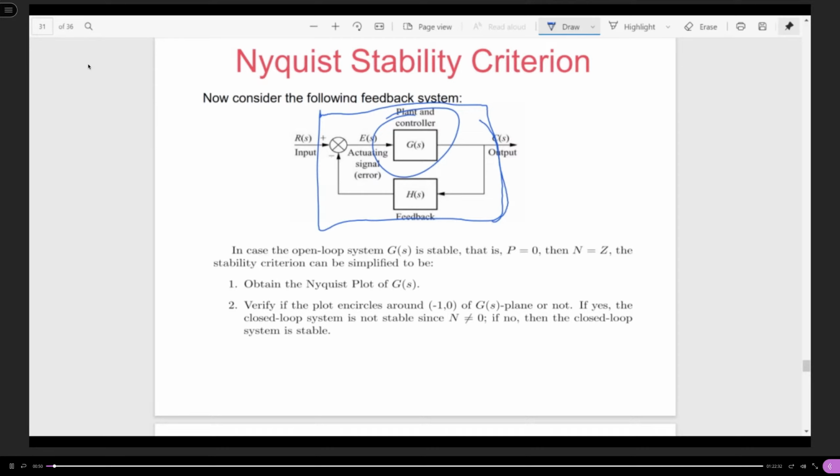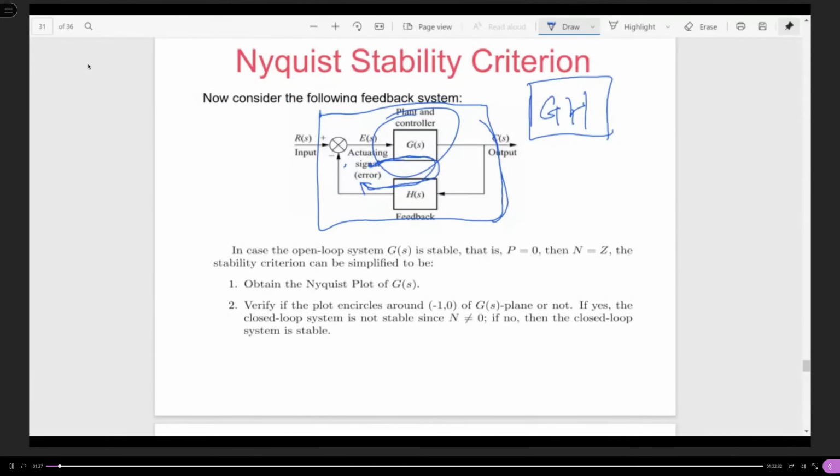Now, if H of S is not equal to 1, then your open loop system, the loop transfer function, from here to here, right? Exactly. If H of S is not equal to 1, then apparently the open loop system includes H of S. So the evaluation becomes GH, not G. So if H is not equal to 1, you cannot drop the H. You need to include H in the evaluation, but the principle is the same.